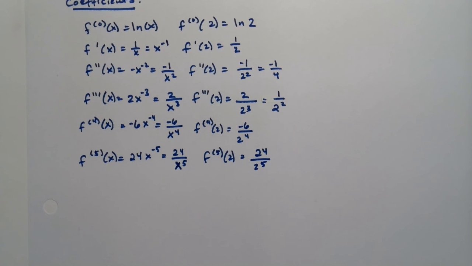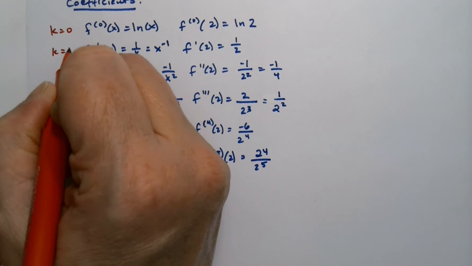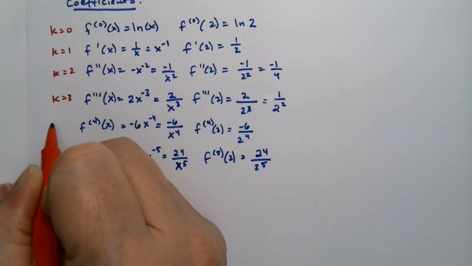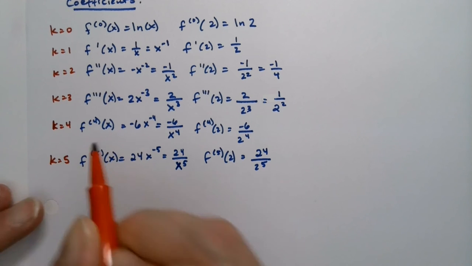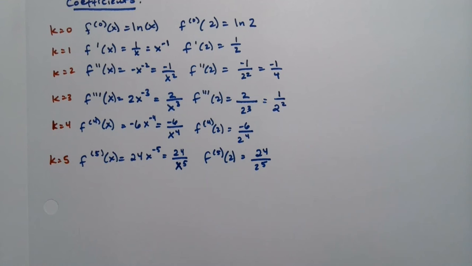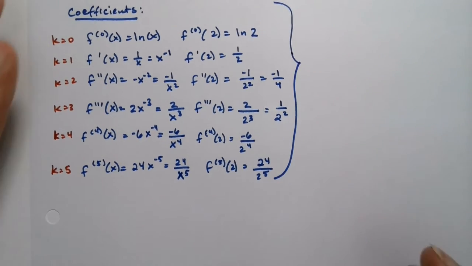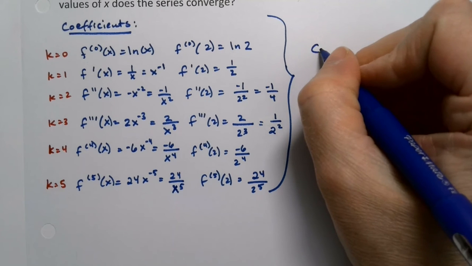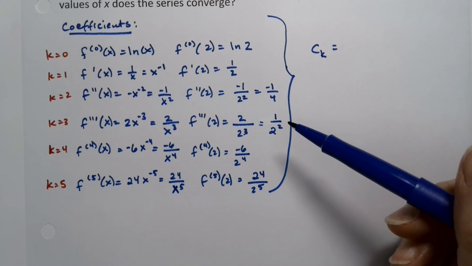All right, now remember, we're trying to come up with a pattern where this is k equals 0, this is k equals 1, k equals 2, 3, and so on. And that'll help us develop our coefficients, right? So the coefficients are going to come out of the patterns that we're seeing here. All right, so those c_k coefficients would be, now let's look.